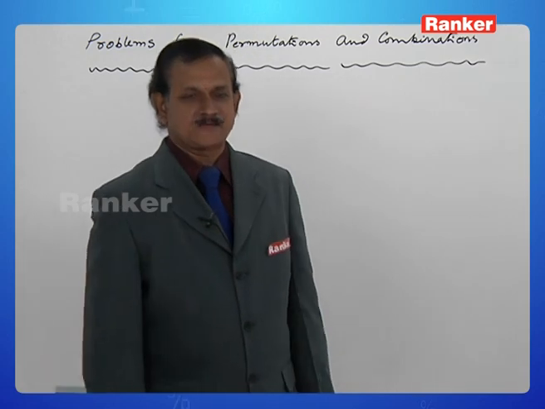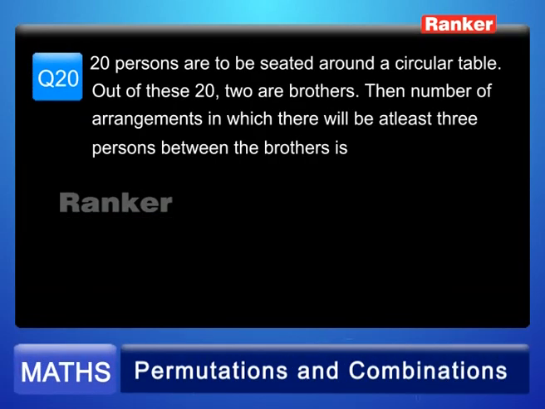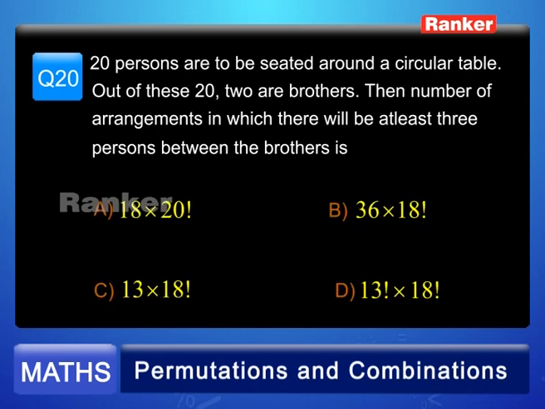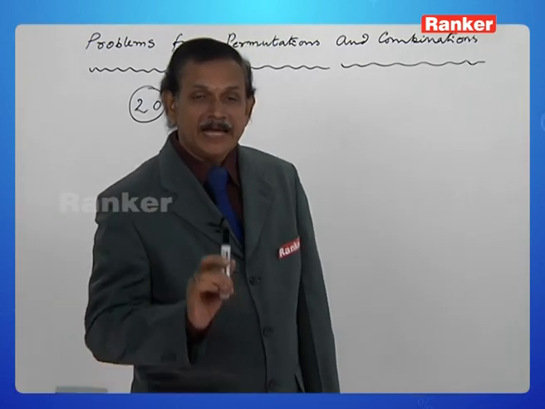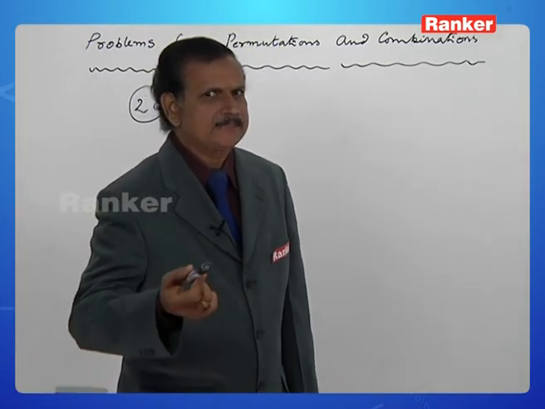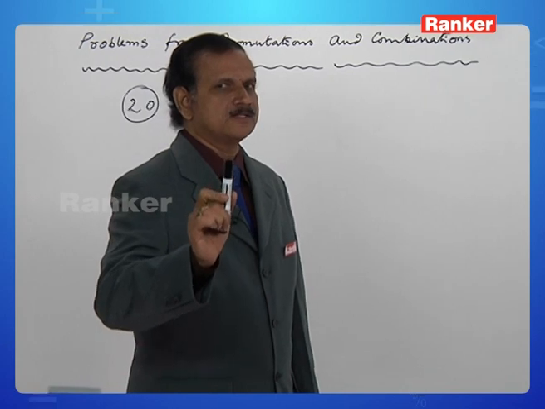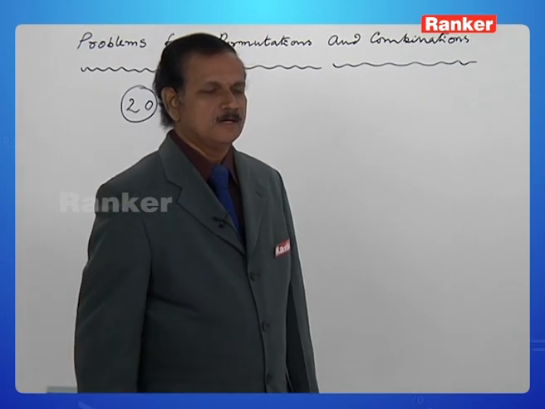Let us look at the next question, that is question number 20. 20 persons are to be seated around a circular table. Out of these 20, 2 are brothers. Then the number of such circular arrangements in which there will be at least 3 persons between the brothers is. There must be at least 3 persons or exactly 3 persons? At least 3 persons there must be.